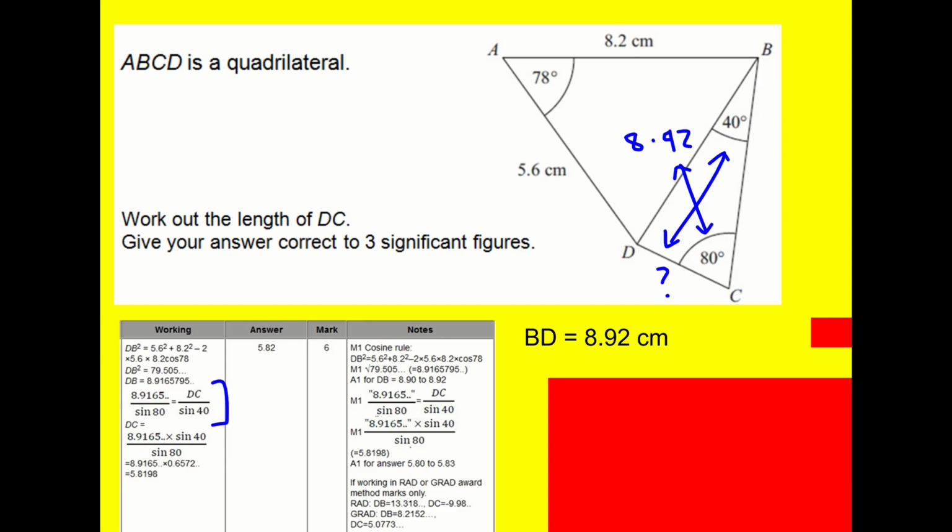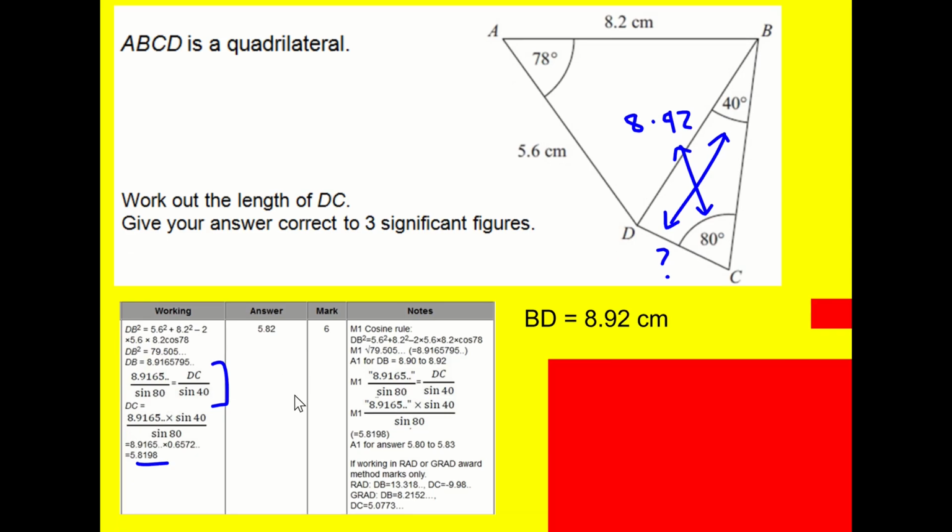Using it, it's going to be 8.9165 fully. We shouldn't round it. Divide that by sine 80 equals the one we want to find, divided by sine 40. Rearrange it, and the final answer is going to be 5.82 rounded.